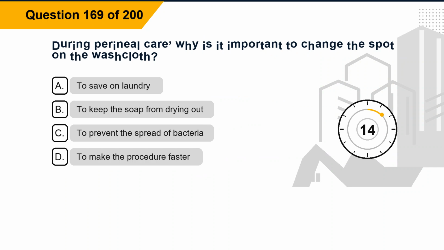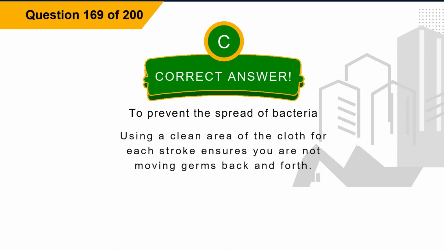During perineal care, why is it important to change the spot on the washcloth? Option A, to save on laundry. Option B, to keep the soap from drying out. Option C, to prevent the spread of bacteria. Option D, to make the procedure faster. The correct answer is option C, to prevent the spread of bacteria. Explanation. Using a clean area of the cloth for each stroke ensures you are not moving germs back and forth.